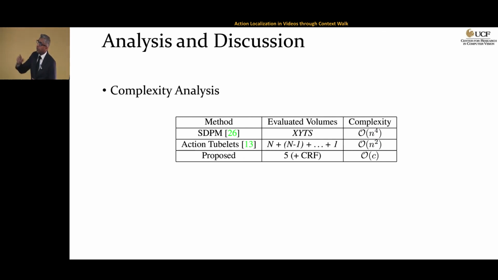The next state-of-the-art is the action tubelets, which builds a hierarchy of supervoxels and then merges those at each level, and then comes up with these different levels at which it can evaluate the action detector. That has a complexity of n squared, and the first one has a complexity of n4. In comparison, because we only perform this context walk at a few locations, which is only 5 in our testing case, with an application of CRF, we perform this localization in constant time.